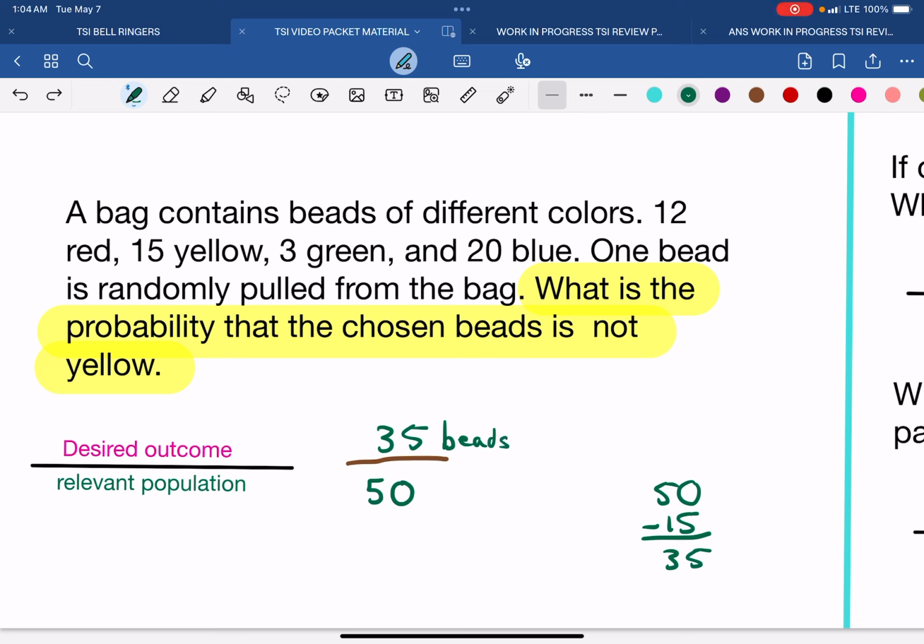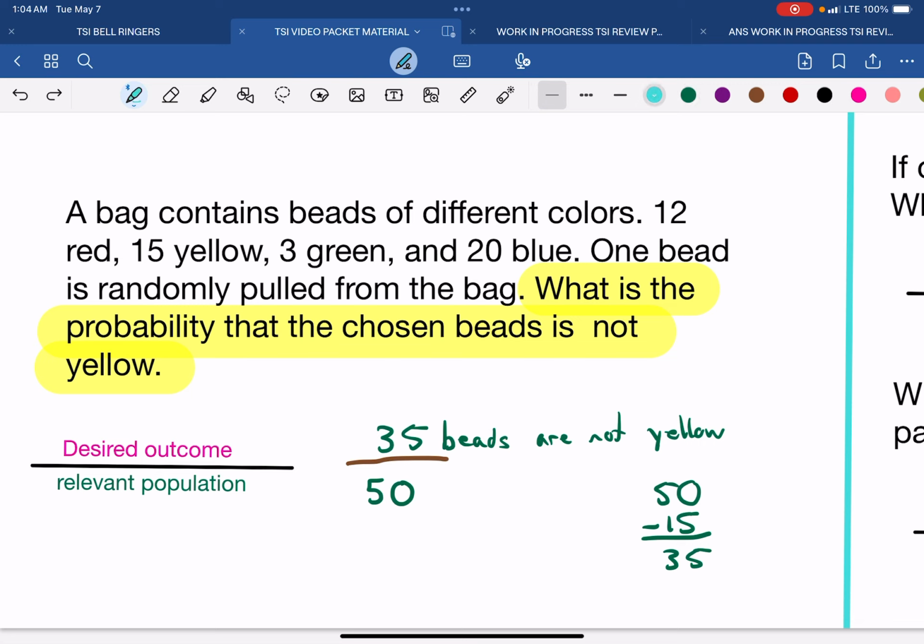Beads are not what? Yellow. I'm just writing this down so we can make sure we understand what that number means. Right? 35 beads are not yellow out of the 50 total that were inside the bag.